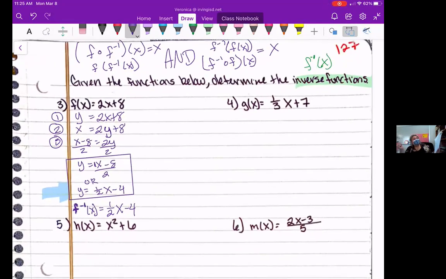And we're going to be doing a lot more of that on the next page, so you'll be able to see what I mean by that, okay?